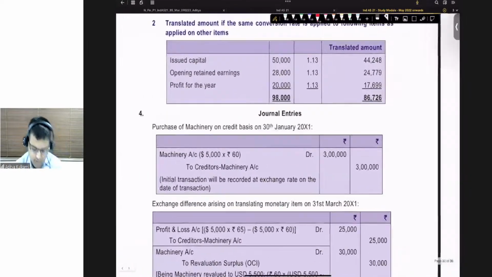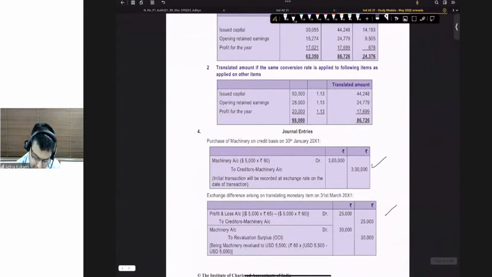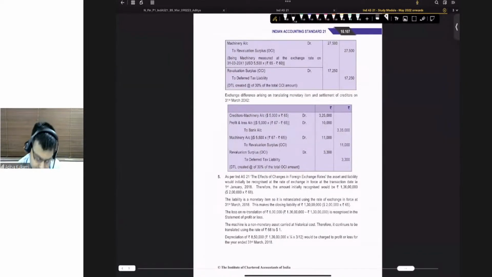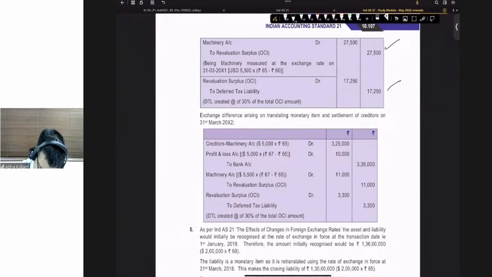See, this was the first entry we passed. It is the same question. These are the solutions given by the institute. So this was the first entry which was passed. Second entry which was passed, 25,000. Machinery to revaluation surplus, 30,000. Okay. And then this we did, 11,000 shown separately here.